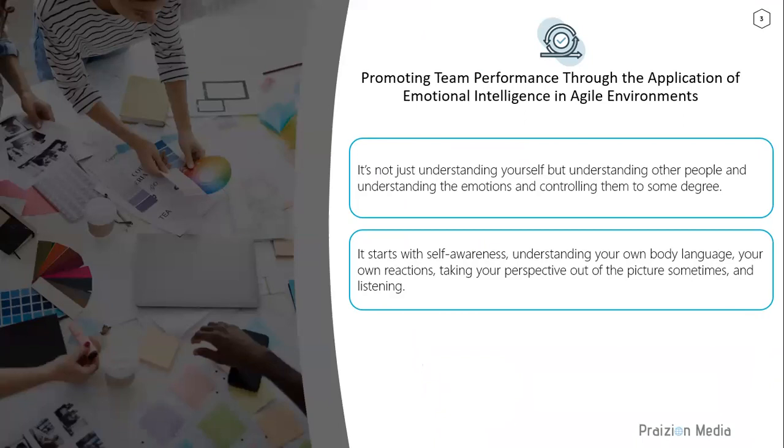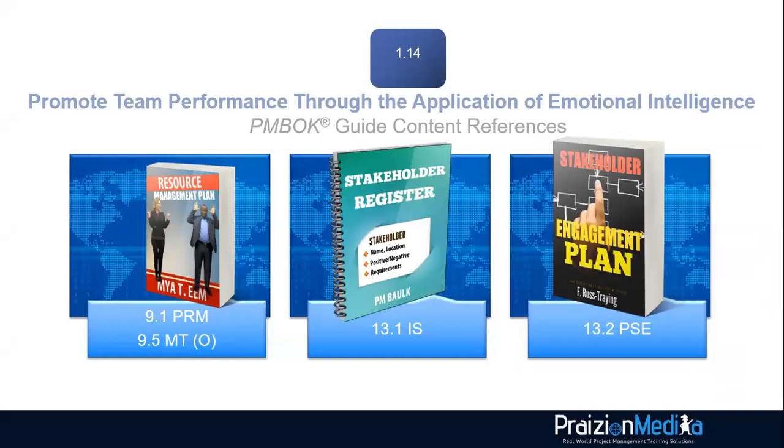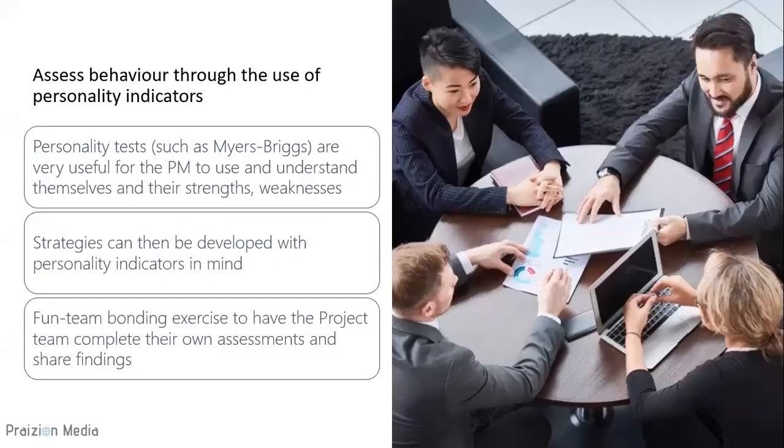So the way we do this in the world of Agile is, to be quite honest, not dependent on personality indicators. We have so many team initiatives within those frameworks of an Agile nature. But in the world of predictive, we have the resource management plan, stakeholder register, stakeholder engagement plan, and now for the exam, the Myers-Briggs. Personality tests such as Myers-Briggs are very useful for the project manager to use and understand themselves and their strengths or weaknesses.